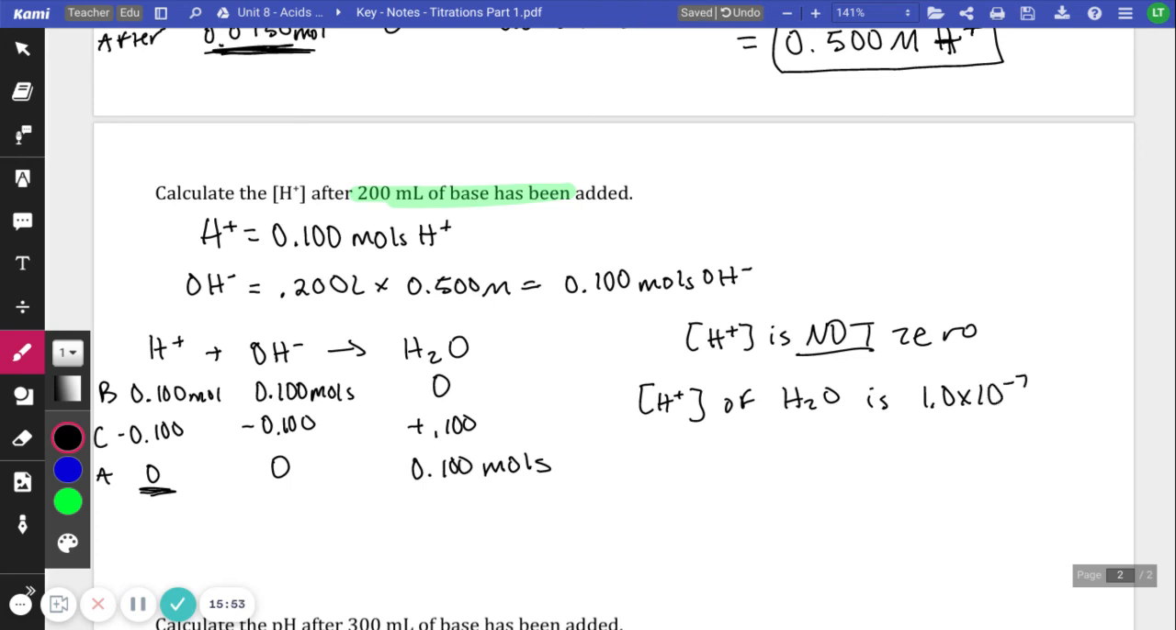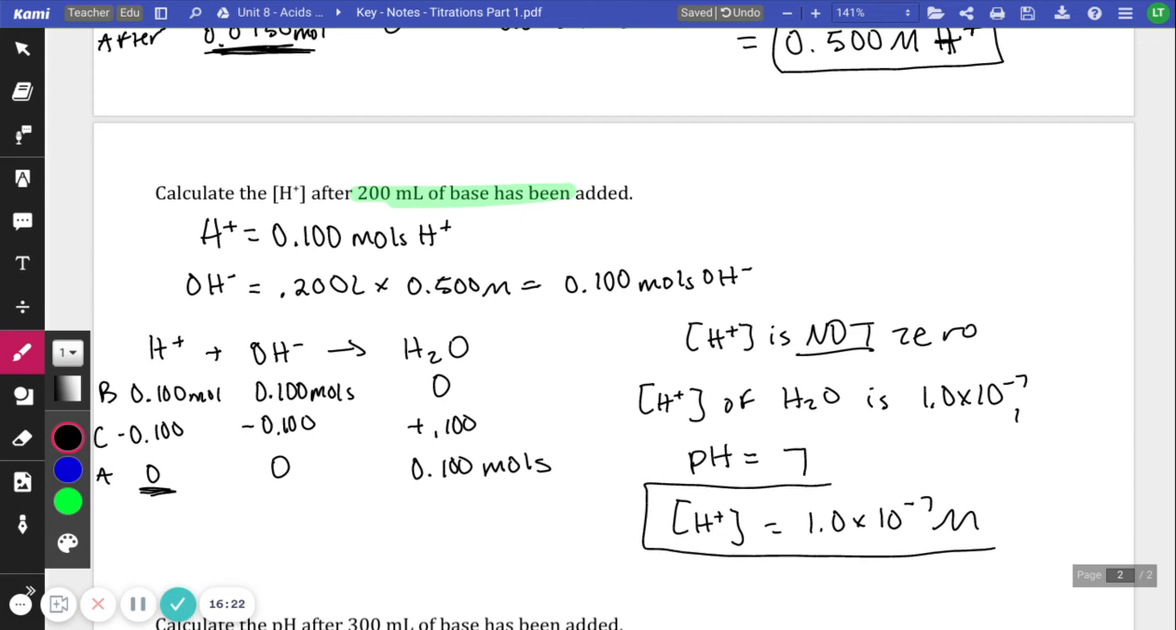So again, because our hydrogen should equal our hydroxide and we've made all of that pure water, our pH will equal 7. So our hydrogen ion concentration should be equal to 1.0 times 10 to the negative 7th molar, because we've consumed all of our strong acid and all of our strong base, so we're left only with water. So our hydrogen ion concentration should be equal to the hydrogen ion concentration of water. So it's not 0. Our hydrogen ion concentration is 1.0 times 10 to the negative 7th. All right.